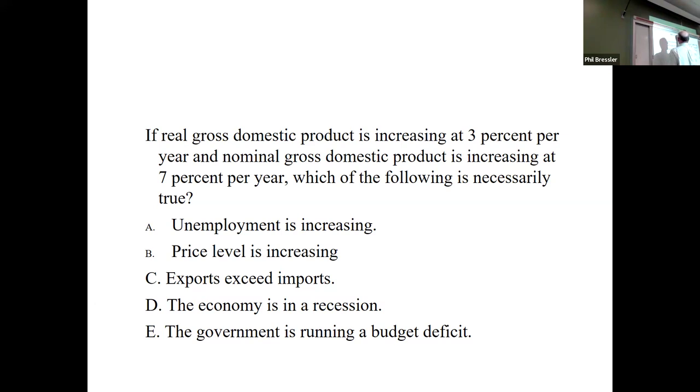If nominal equals real plus inflation, and the nominal is 7 and the real is 3, what does inflation have to be? 4. Price level is increasing. That's okay. So anytime you see nominal and real, that's nominal equals real plus inflation. I just set it up.